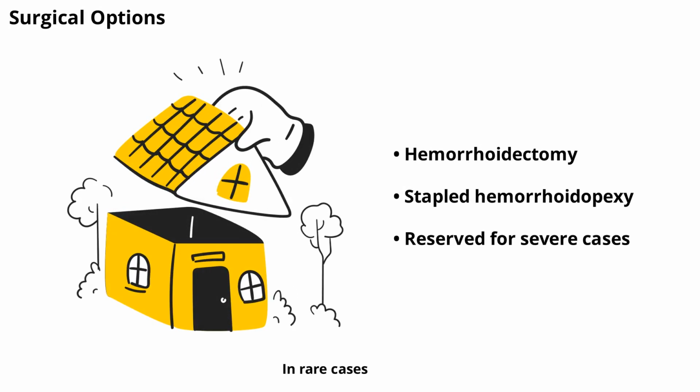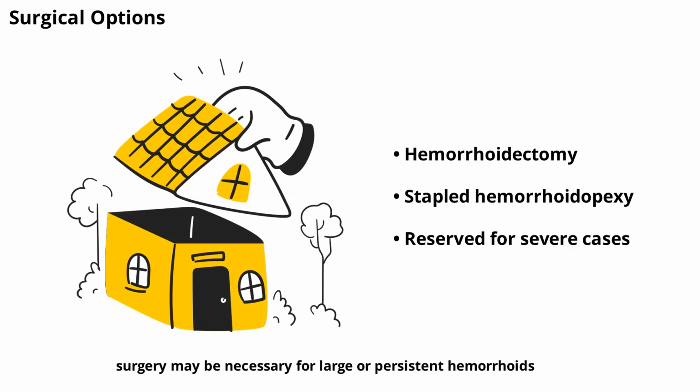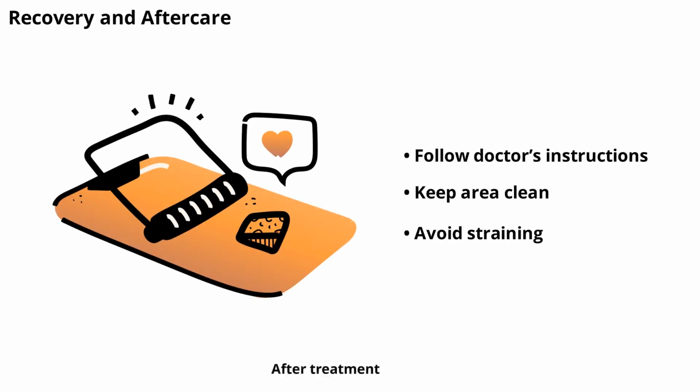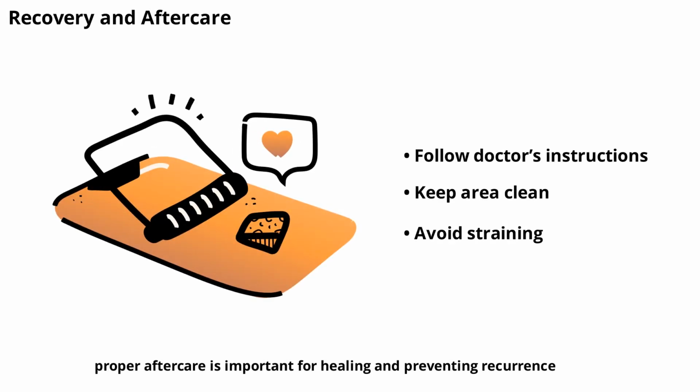In rare cases, surgery may be necessary for large or persistent hemorrhoids. Hemorrhoidectomy is the surgical removal of hemorrhoids and is highly effective for severe cases. Another option is stapled hemorrhoidopexy, which repositions the hemorrhoid tissue. Surgery is usually reserved for cases that don't respond to other treatments. After treatment, proper aftercare is important for healing and preventing recurrence.